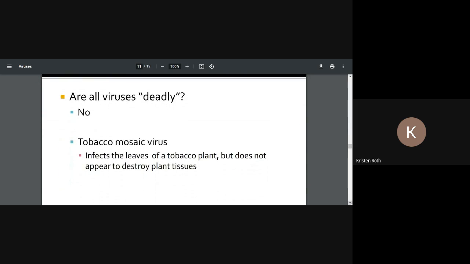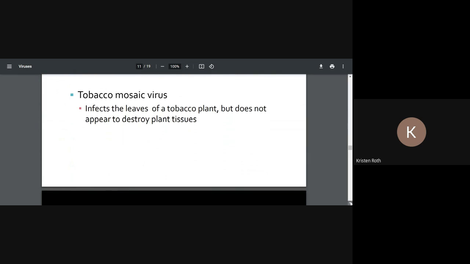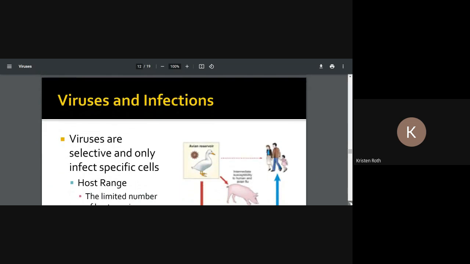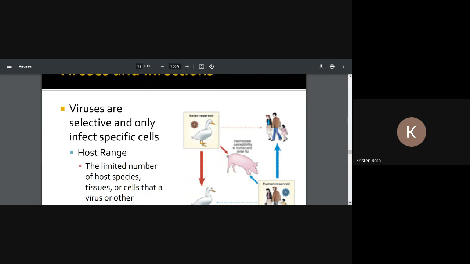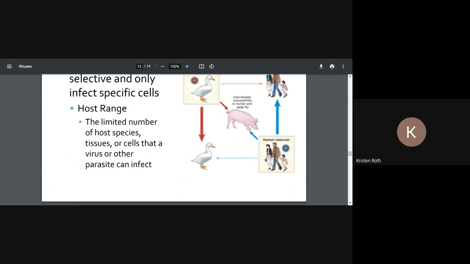Are all viruses deadly? No. An example is tobacco mosaic virus. It infects the leaves of a tobacco plant, but does not appear to destroy the plant tissues. That's just an example. I'm sure if we looked into it, there are a lot more viruses that are not harmful or killers. So viruses are selective and only infect specific cells. This is where we start talking about a host. So a host range is the limited number of host species, tissues, or cells that a virus or other parasites can affect.